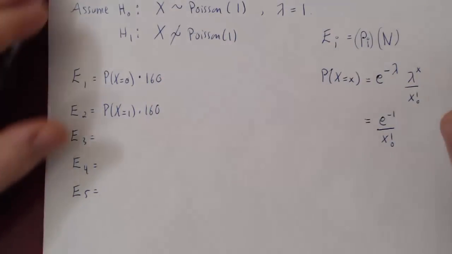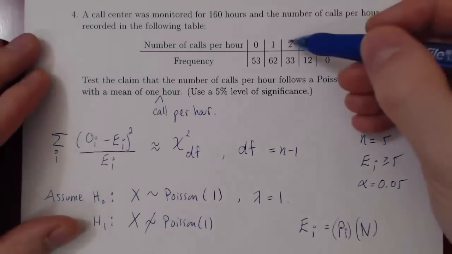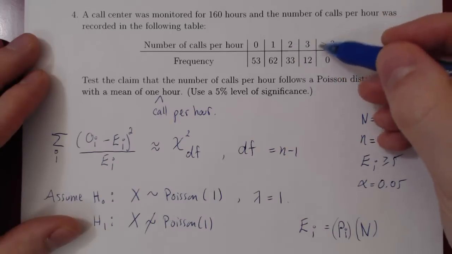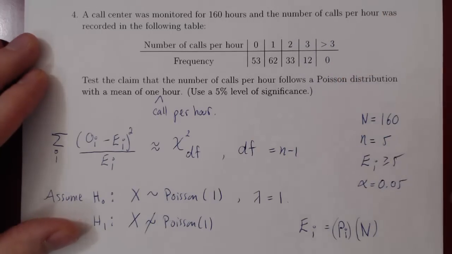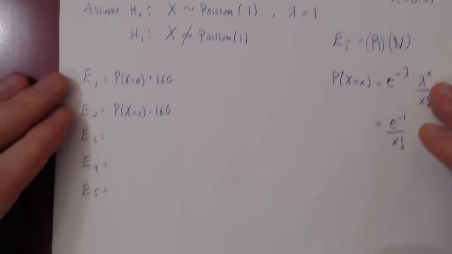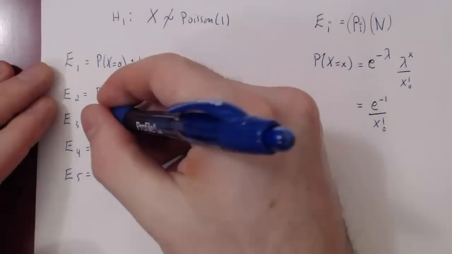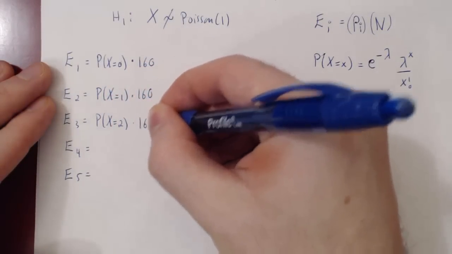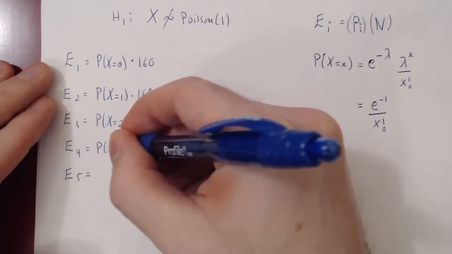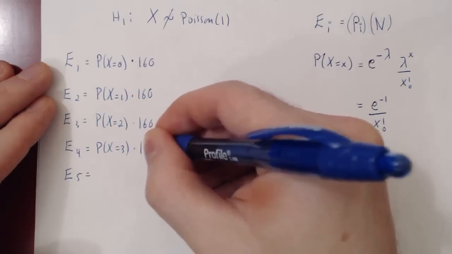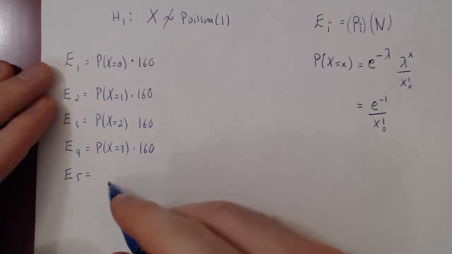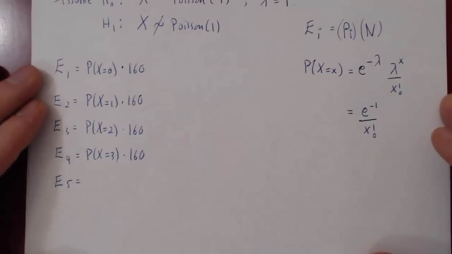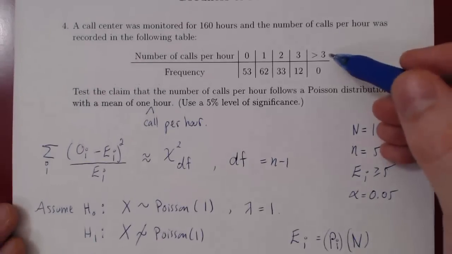Then we'll keep going for the other 3 very quickly, because bin 3 is x equals 2, bin 4 is x equals 3, and for this one, you'll see that there's a very easy shortcut. So p of x equals 2 times 160, p of x equals 3 times 160, and we'll wait till the end to compute the expected value of the last bin, where x was greater than 3.